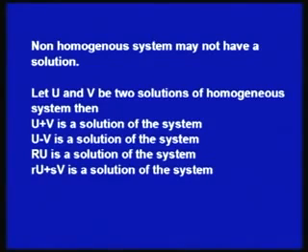Now we have some results which say that if u and v are two solutions of a homogeneous system, then u plus v is a solution of the system. Then if u and v are solutions of the system, then u minus v is also a solution of the homogeneous system. Similarly, if u is a solution of the system, then a constant r times u is also a solution of the system. Not only this, but the linear combination of u and v is also a solution of the system, that is r times u plus s times v is a solution of the homogeneous system. These properties are not true for a non-homogeneous system, but these are the properties which are true for a homogeneous system.